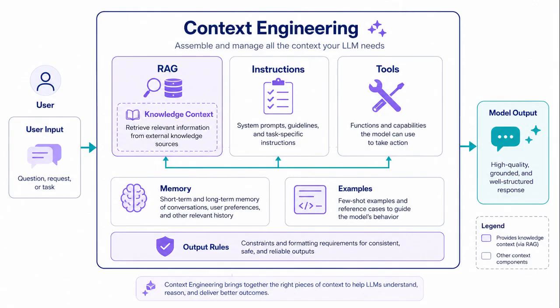Now let's look at context engineering and RAG. RAG is an important part of context engineering. It retrieves relevant knowledge from documents or databases. But context engineering is broader than RAG. RAG mainly provides external knowledge. Context engineering also includes instructions, tools, memory, examples, user goals, and output rules. RAG helps answer what knowledge should be used. Context engineering asks, what complete information environment does the AI need?